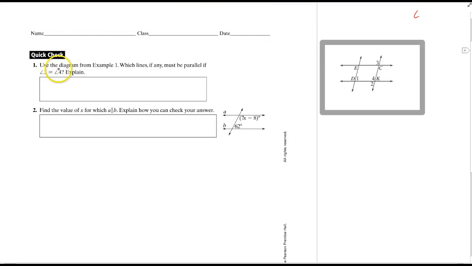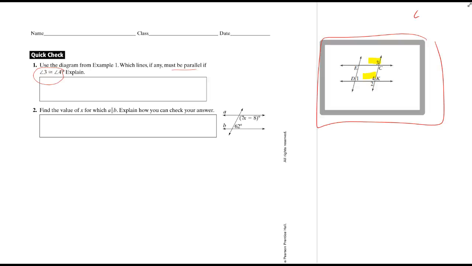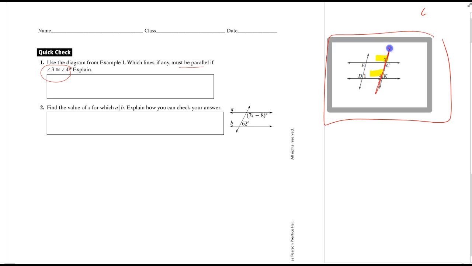Lastly, use the diagram from example 1, which I've reproduced for you over here. Which lines have to be parallel if 3 is congruent to 4? Where's 3? Up here, and 4. This should feel a lot like the problem that we already did on the previous page. But if 3 is congruent to 4, then this is the transversal, and these are the parallel lines. So we'd have EC parallel to DK. And why? It's the converse of the corresponding angles postulate.